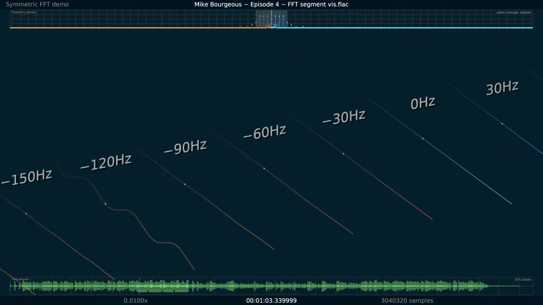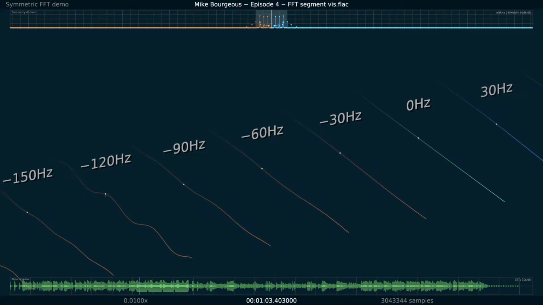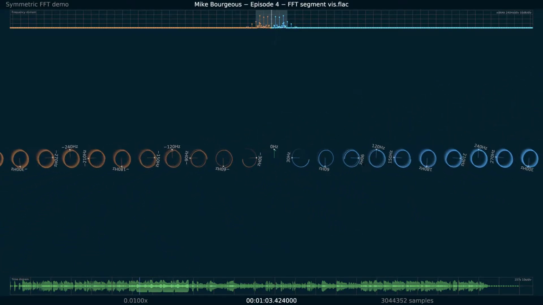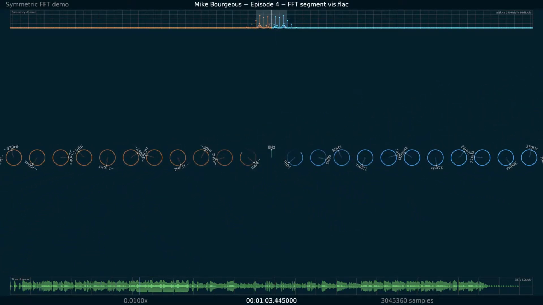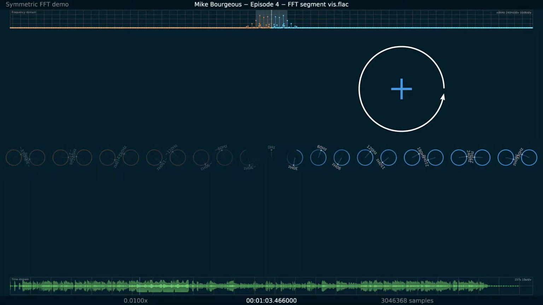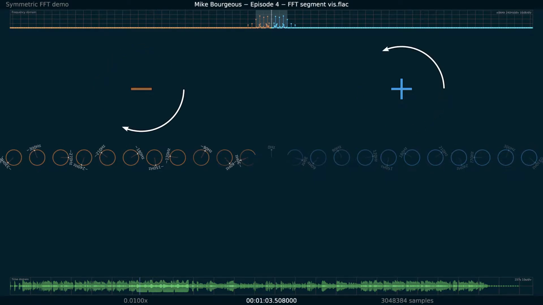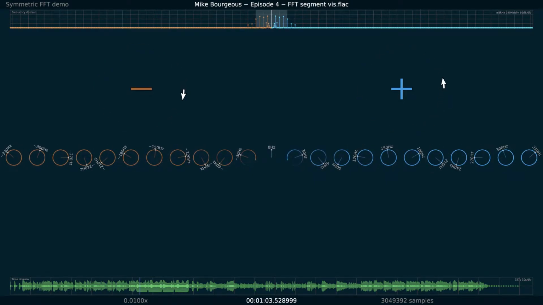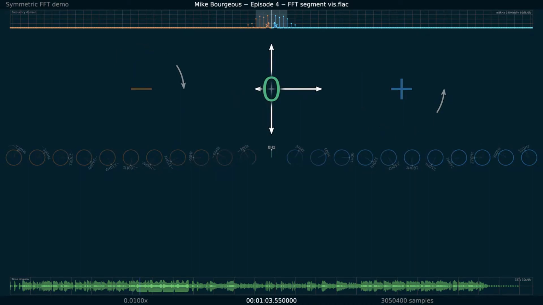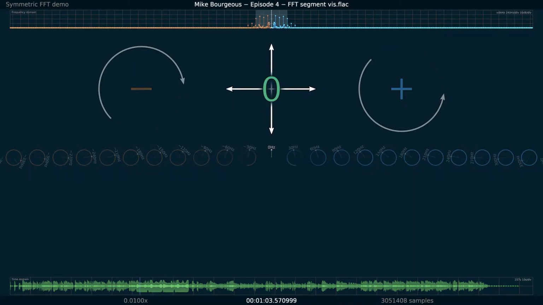But wait a minute, how can frequency be zero or negative? How can you do something negative 60 times per second? Remember that each wave is actually not just a flat sine wave, but motion around a circle. Positive frequencies represent counterclockwise rotation, and negative frequencies represent clockwise rotation. The zero frequency represents no rotation and is just a constant shift.